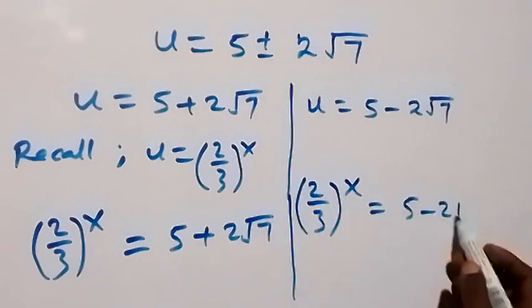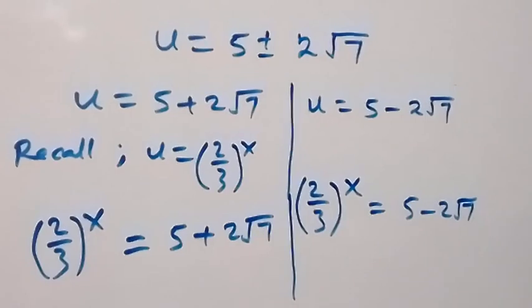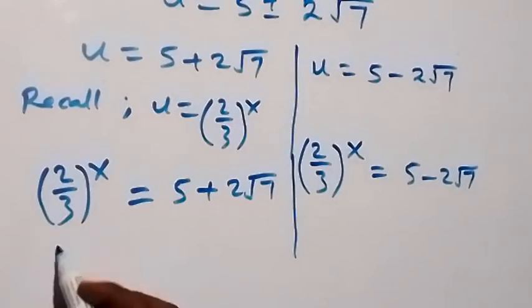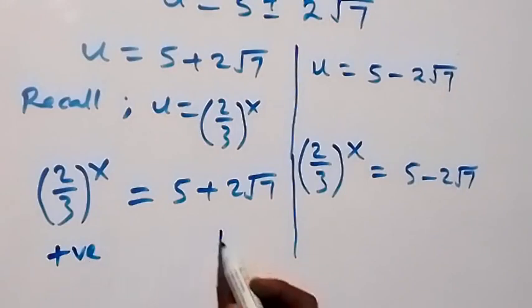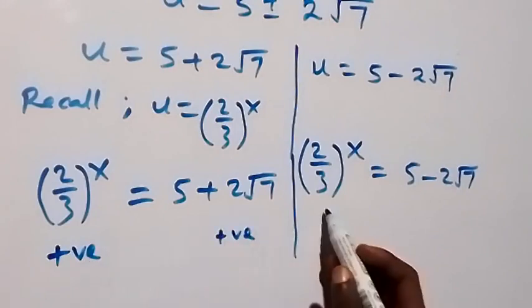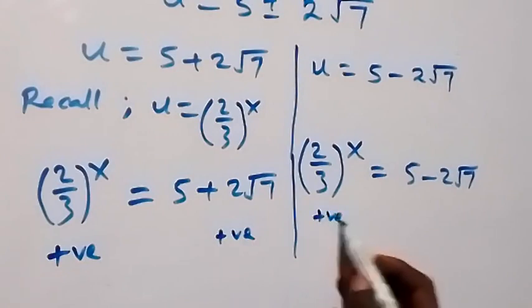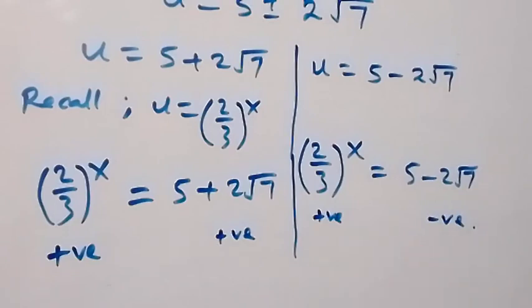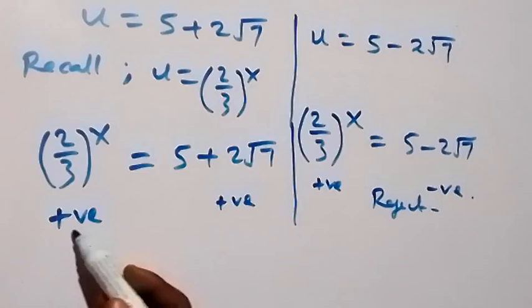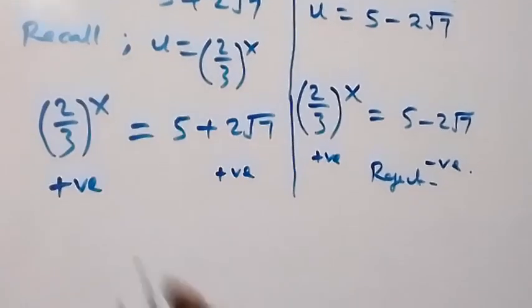And when we look at this from this side, this gives us positive, and also here we have a positive result. Here this gives us positive, and here this will be negative. So here we reject this side, as a positive cannot be equal to a negative number. So here this is positive, accepted. Then from here, let's take the log on both sides.